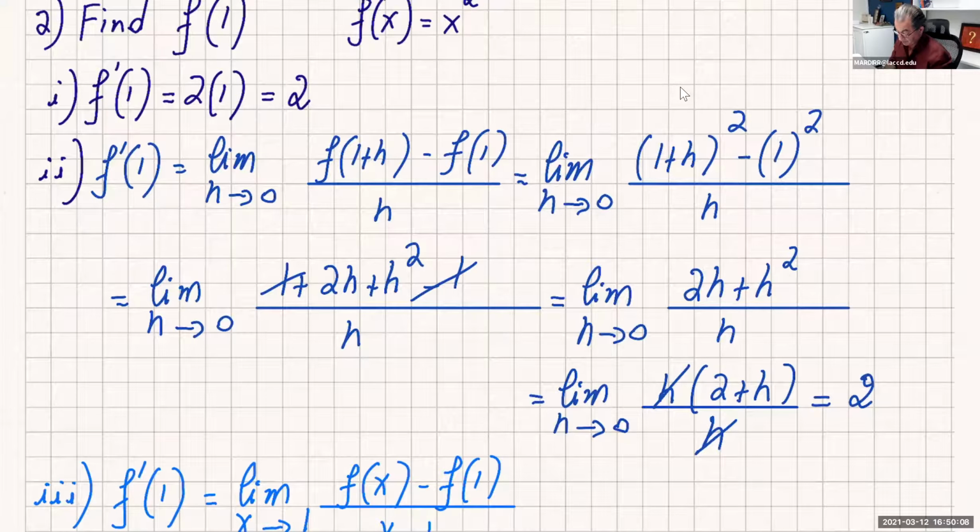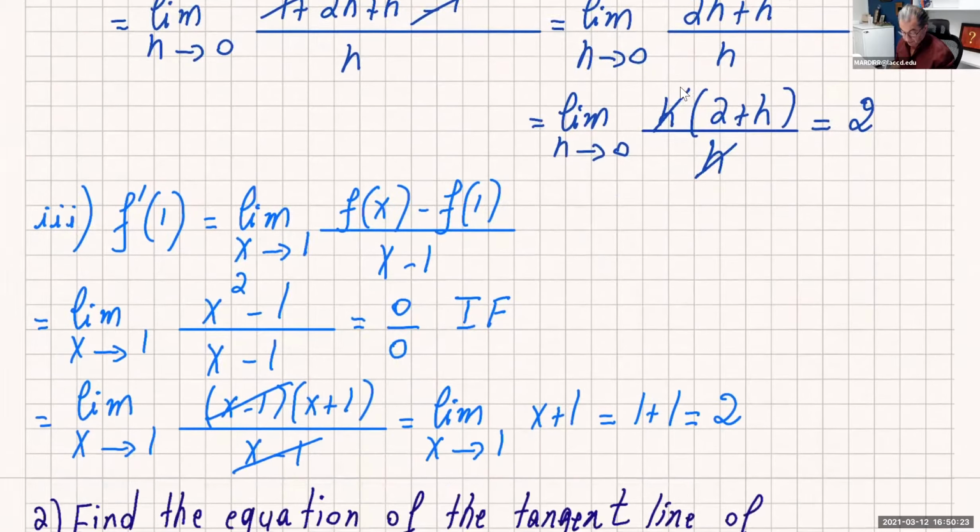So you're left with h times 2 plus h over h. H is canceled. And if h approaches 0, then you get 2, which is the same answer. Now let's use the third formula.